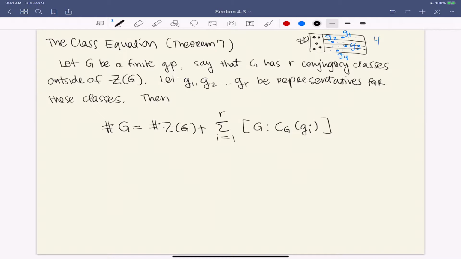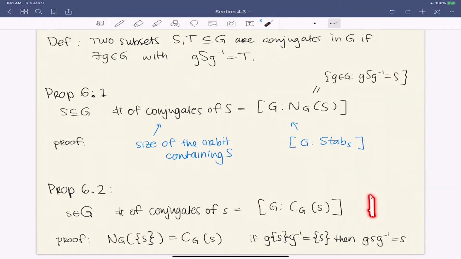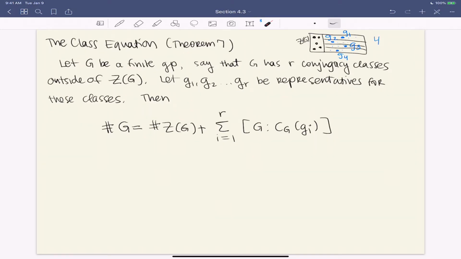And the proof is basically this picture, right? The size of G is how many elements are in here. Well, there are this many in the center. These are all their own conjugacy classes. And then you count by conjugacy class: how many are in this one, this one, this one, this one? But we just said how many are in each of them is the index of the centralizer of an element in the group. So that's all this is saying. It's just repackaging this fact and going over all of the elements of the group and saying everybody belongs somewhere.